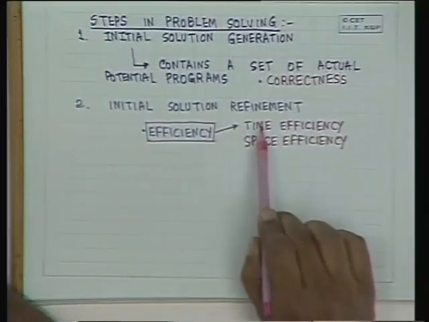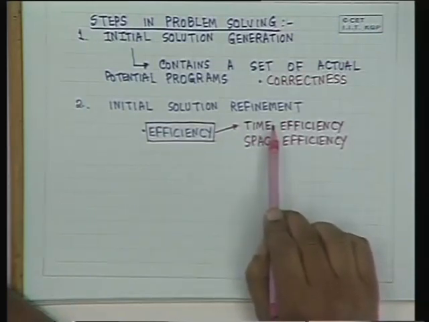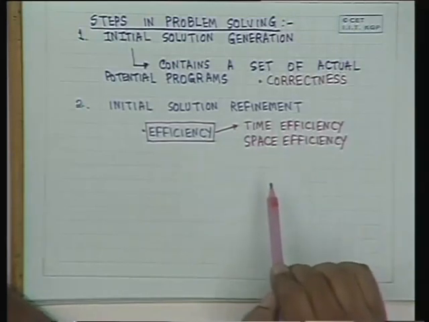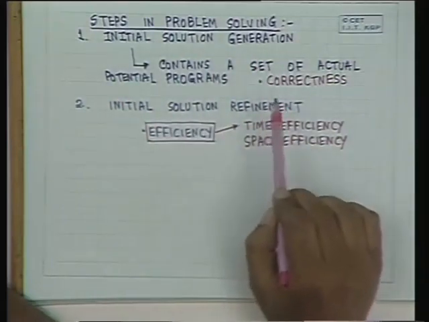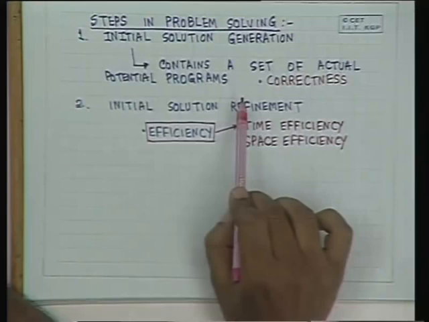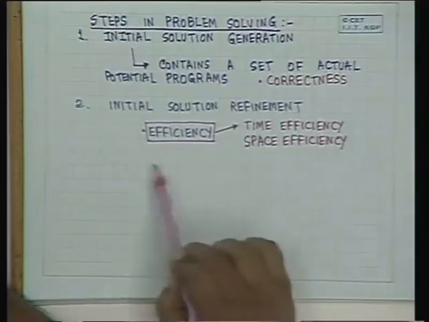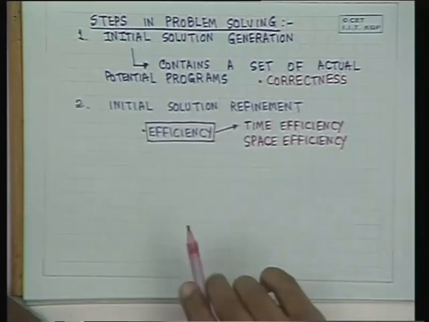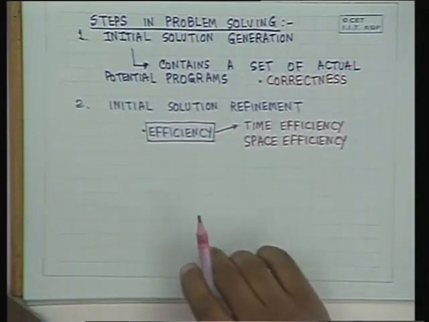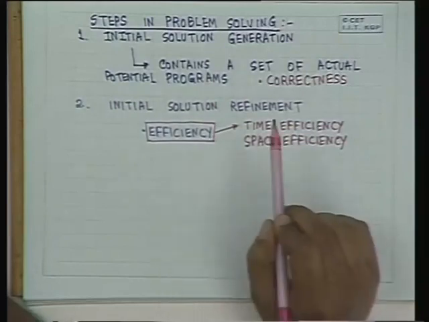That is, there will be situations in which to reduce the space we may have to increase the time, or to improve the time we may have to increase the space. So given an initial solution, we have to choose from the set of potential programs the final solution, and the criteria for choosing it will be efficiency. This is where the standard steps, which we call programming methodology and data structures, come in. At this point, it does not come in directly.